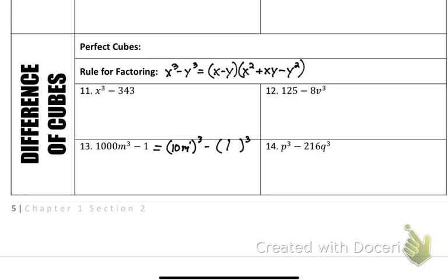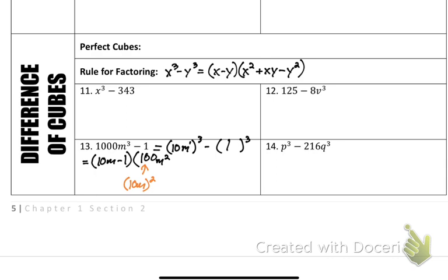This is my a value. This is my b value. This is my x value. This is my y value, however you want to look at it. So when writing this out, we're going to have our a value minus our b value. So this would be 10m minus 1. Now our first term is that a value, that 10m, and we're going to square it. So we have 10m squared. This is important because sometimes we just tack on that squared. We need to remember it's 10 times 10, which gives me 100. So that's going to be 100m squared.